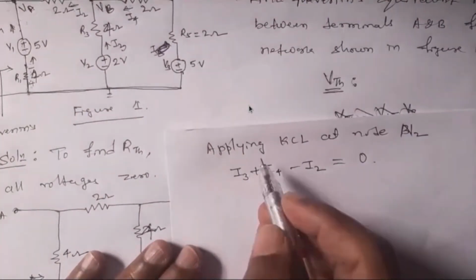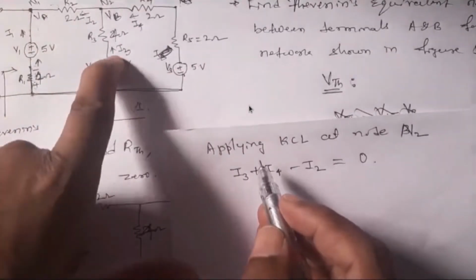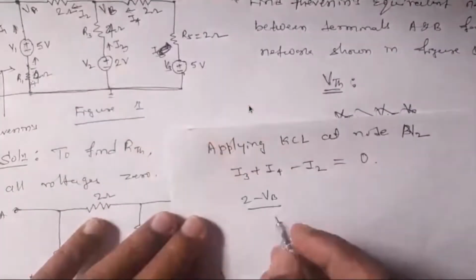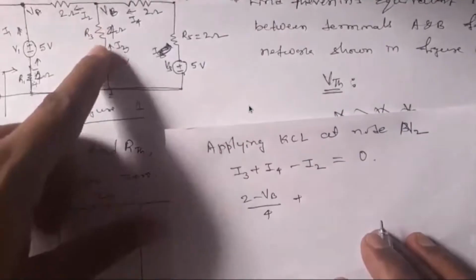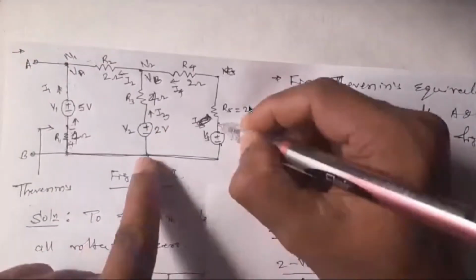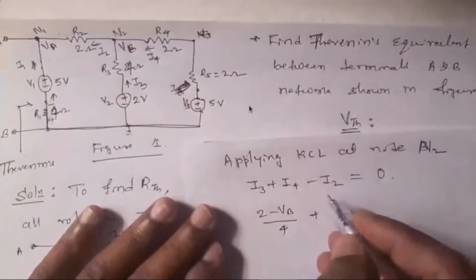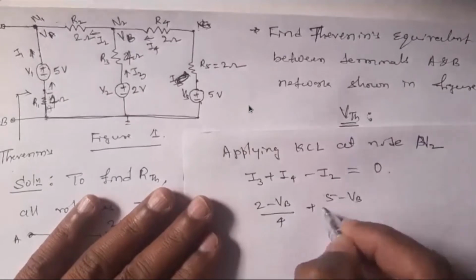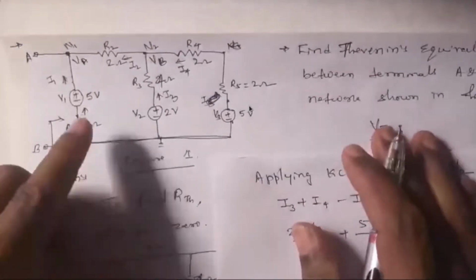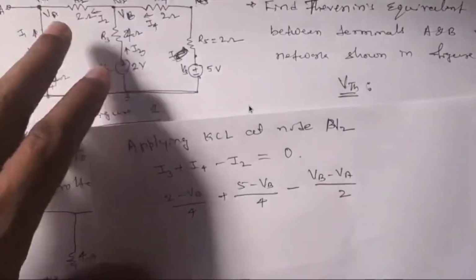Now what is I3? I3 is this current here. Because I have considered this at higher potential, this is 2 minus VB divided by resistance 4, plus I4. Where is I4? This. Dear students, the voltage between these 2 points is 5 and voltage here is VB. I'll write it as 5 minus VB divided by resistance 2 plus 2, it's 4. And minus I2 is this, VB minus VA divided by 2 is equal to 0.